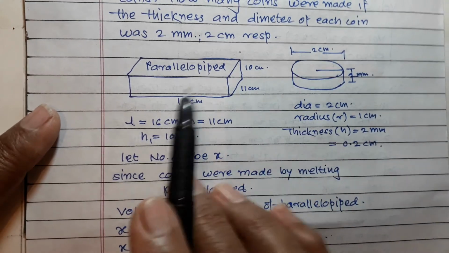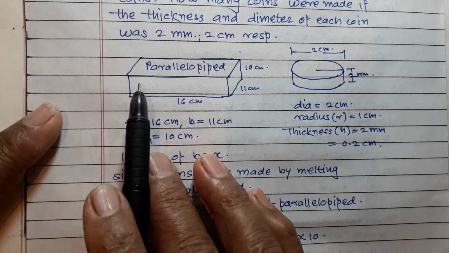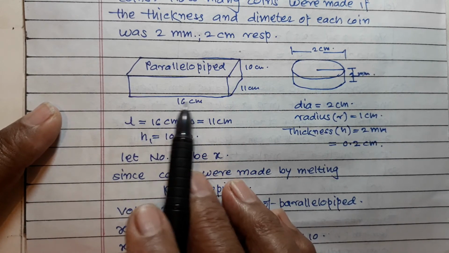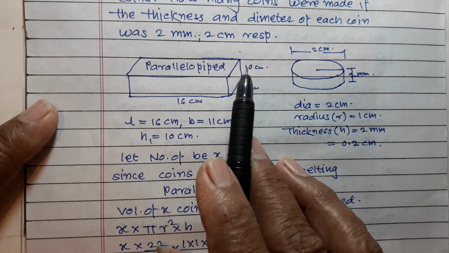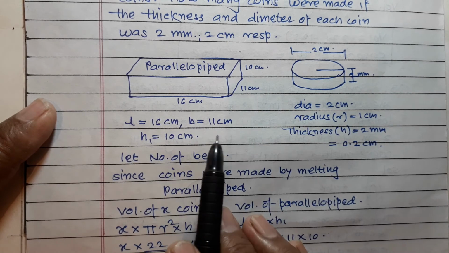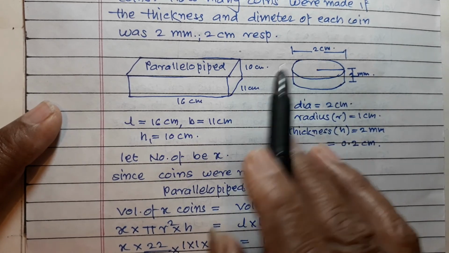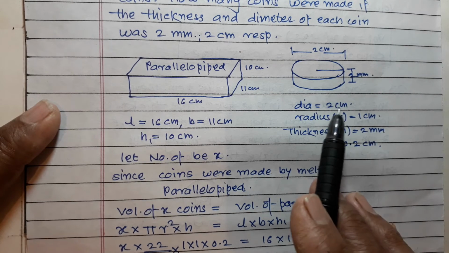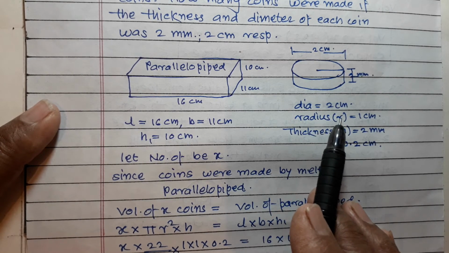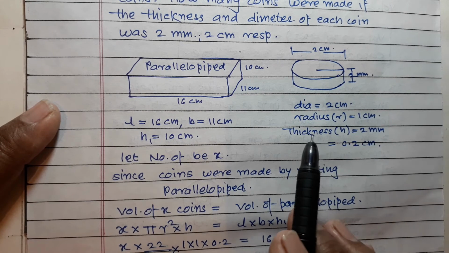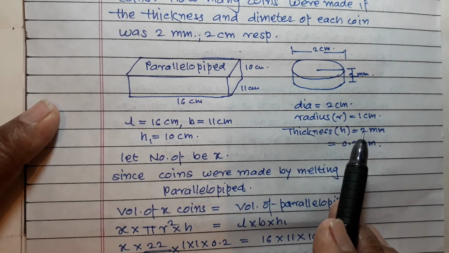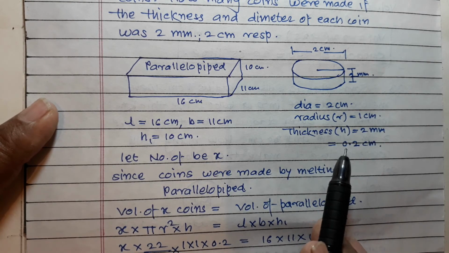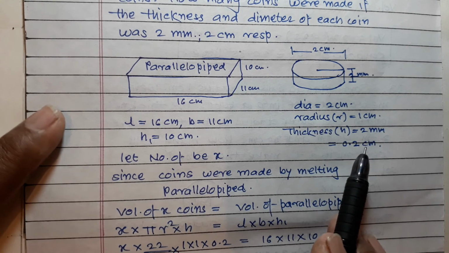So now this is a parallelepiped, that means cuboid, having length 16 centimeter, b is equal to 11 centimeter and height is equal to 10 centimeter. This is a coin, diameter is equal to 2 cm and therefore radius r is equal to 1 cm. Thickness, that in our case is h, is given 2 mm, so that is equal to 0.2 centimeter.